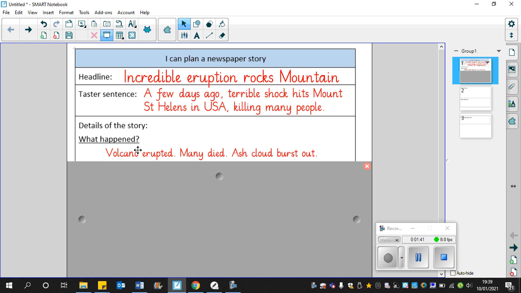Remember, each one of these, so this bit here, volcano erupted, those two words, when you're doing the writing, they will turn into a nice juicy big sentence. Many people died. That's not a sentence on its own. I would expect you to turn that into a nice sentence as well, and the same with all of your planning.